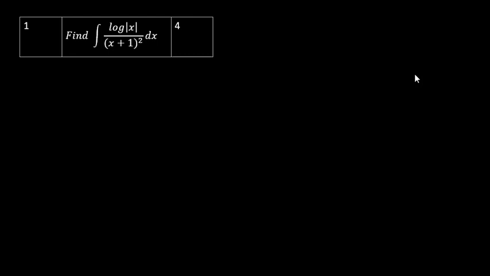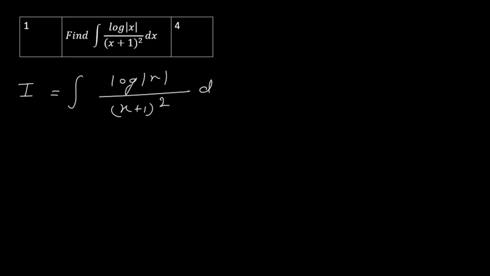The first problem which we are going to see is integration of log x divided by (x plus 1) the whole square. Now here in the question you can see that it is log of mod x. As log is always for positive numbers, generally we use the mod sign whenever we are using log. So here our problem is to find the integration of log x divided by (x plus 1) the whole square.